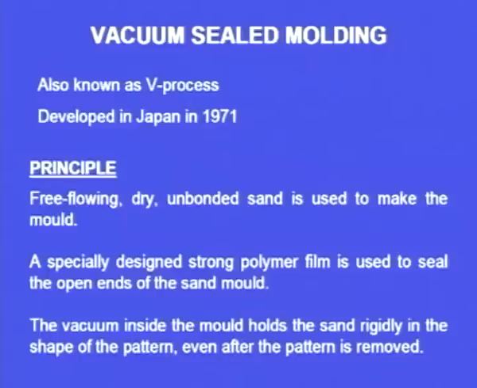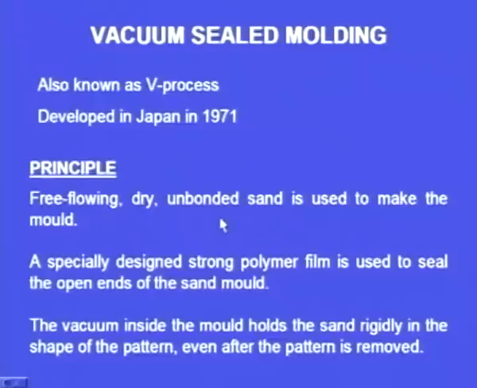Here free flowing, dry and unbonded sand is used to make the mold. In the case of the conventional sand molding process, we use molding sand made up of silica sand or zircon sand or olivine sand mixed with clay, moisture and other binders. But here we are using free flowing, dry and unbonded sand for making the mold. And a specially designed strong polymer film is used to seal the open ends of the sand mold.